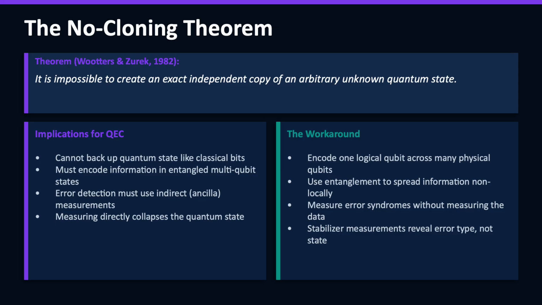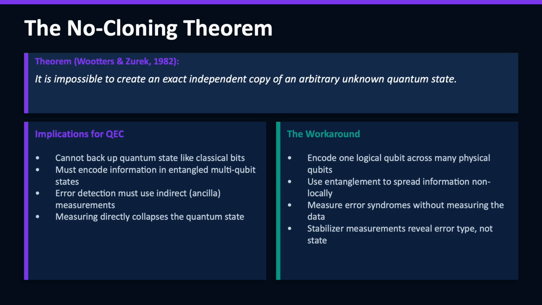Quantum mechanics, however, has a law that specifically forbids this strategy for quantum information. This law is called the no cloning theorem. The no cloning theorem, proven in the early 1980s, states that it's physically impossible to make a perfect independent copy of an unknown quantum state. This is not a limitation of current technology that engineers might someday overcome. It is a fundamental consequence of how quantum mechanics works at a mathematical level.